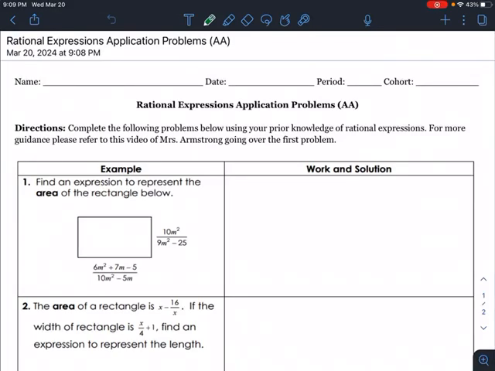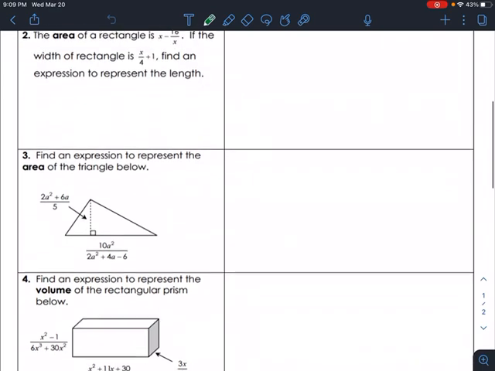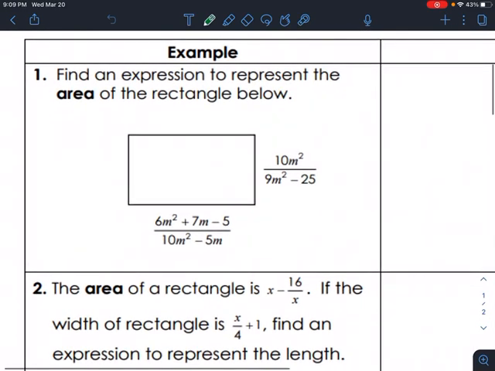Hi students, so for this worksheet you are going to complete all 4 problems, and for these problems you are either going to find area or volume based on the description that is given to you. So for the first problem, they ask you to find an expression to represent the area of the rectangle below.